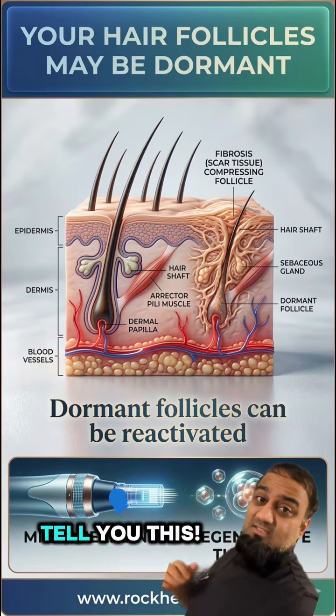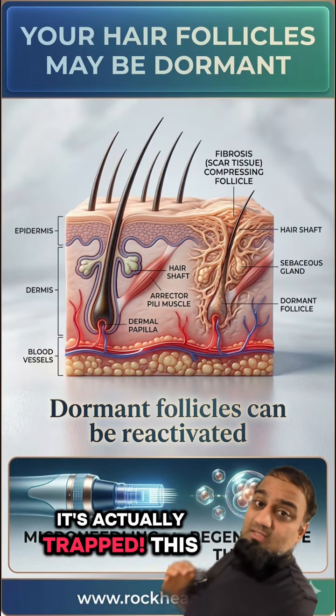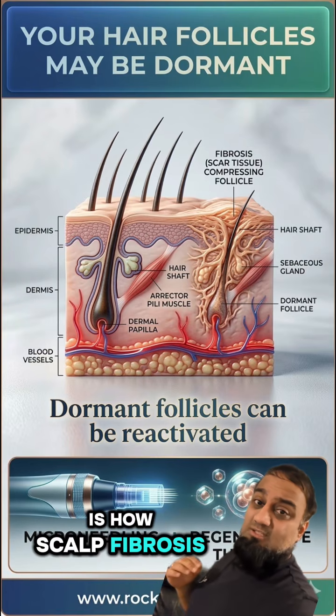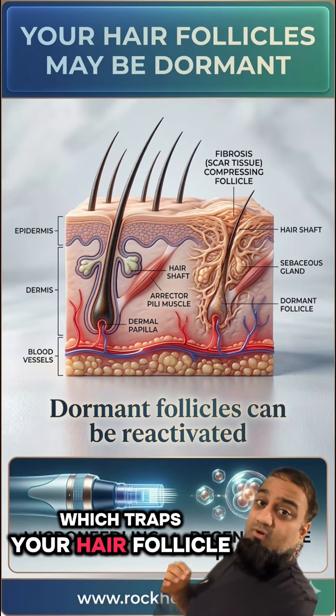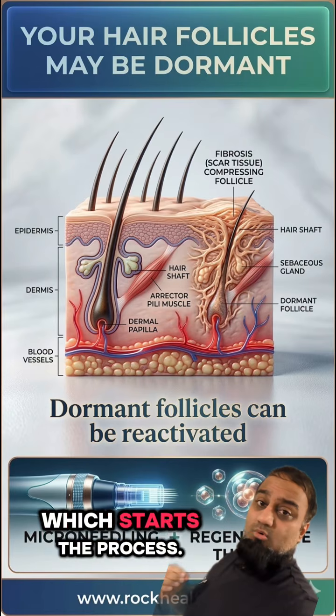Most clinics won't tell you this. Sometimes it's not that the hair follicle is dead, it's actually trapped. This is how scalp fibrosis actually happens, which traps your hair follicle from growing. Firstly, through chronic inflammation, which starts the process.